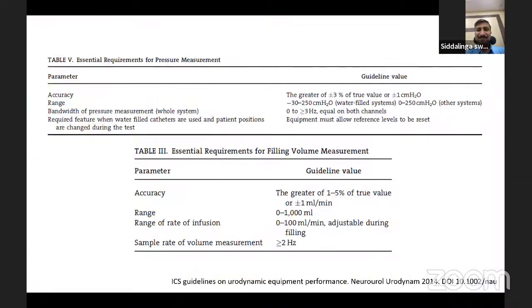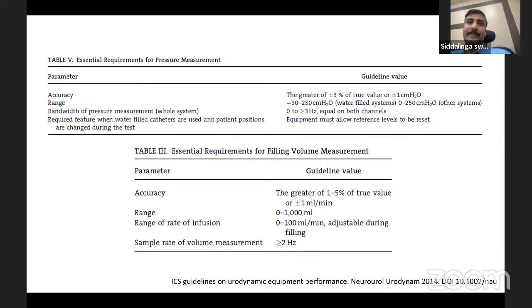Now, essential requirement, these are the ICS requirements. The accuracy should be about plus minus 1 centimeter of water for pressures. You should have a range of minus 30 to 250 centimeters of water. You should have a frequency of around 3 hertz at least. That means three pressure measurements per second, the frequency with which the machine is able to calculate each moment, so then it is okay.